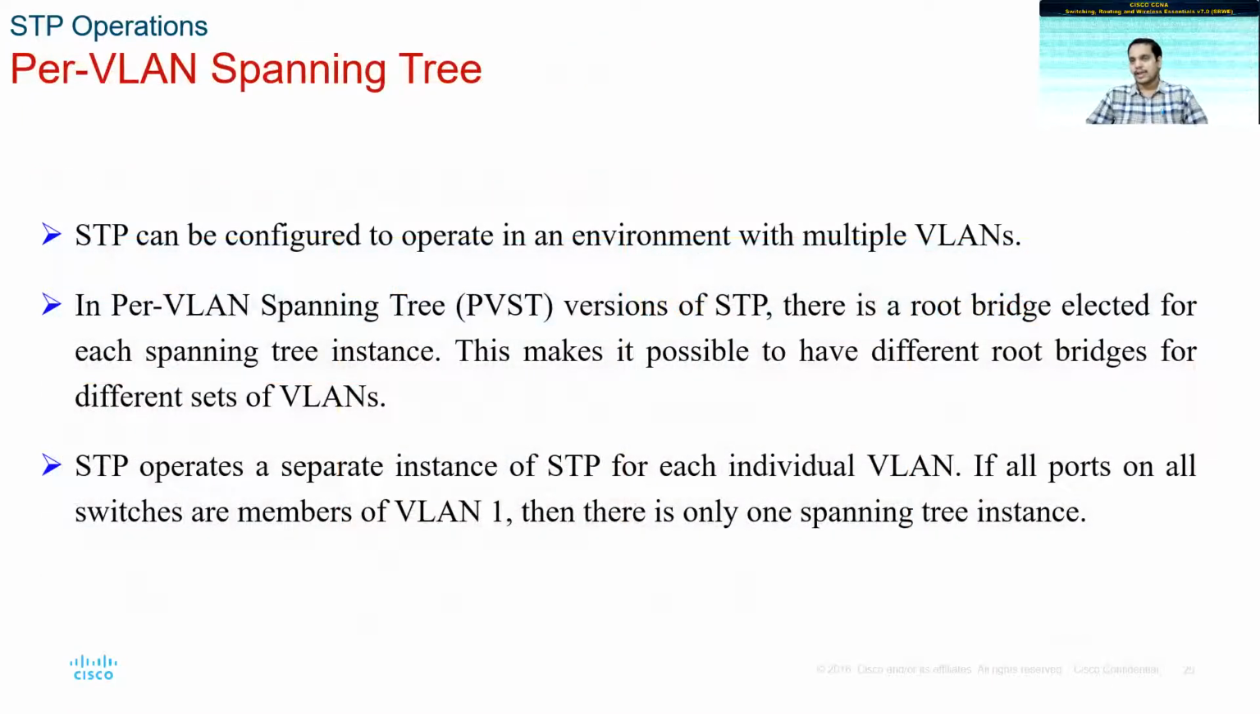Okay. So there is also something called PVST, which stands for per VLAN spanning tree. Here, STP can be configured to operate in an environment with multiple VLANs. For each and every VLAN, you can create a separate instance of STP. So there is a different root bridge for every VLAN, and a different STP for each individual VLAN. If all the ports are assigned to one VLAN by default, usually there is only one spanning tree instance. So PVST stands for per VLAN spanning tree.